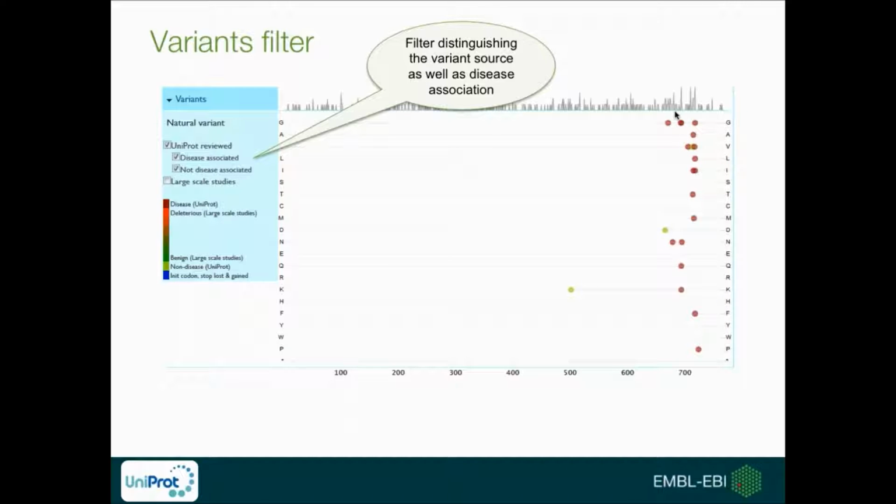You can also get the information about these variants from the UniProt FTP website if you want it in a file rather than in a visual display.